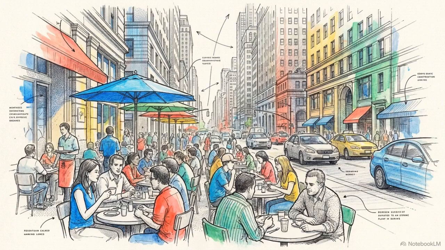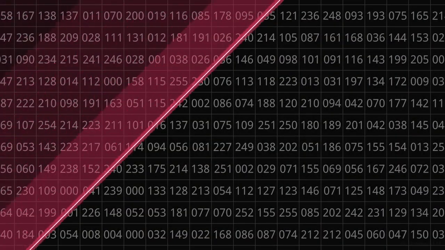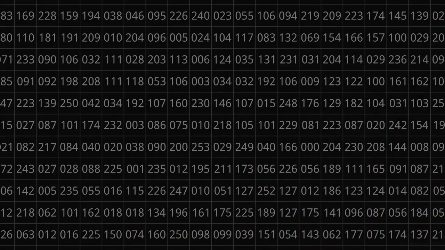Look at a photograph and you immediately register objects, people, and depth. But computers process nothing of the sort. They only interpret a dense, chaotic grid of numerical pixel values.